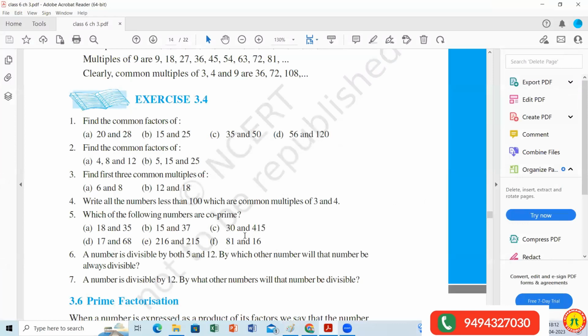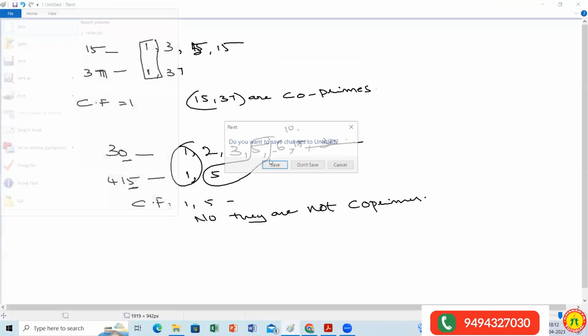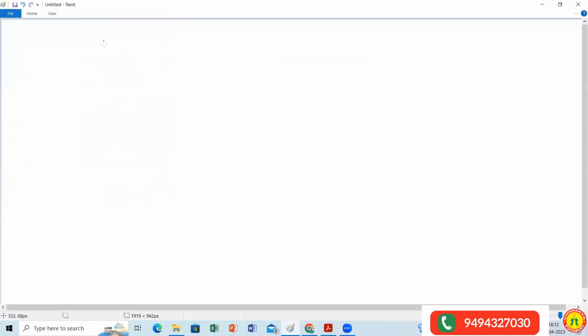Now next question, Ashwath, 17 and 68. Ma'am, factors of 17: 1 and 17. Why? Because it is a prime number, only two factors. Is it going in the 17 table or not? You check it. 17 4 times, how much?